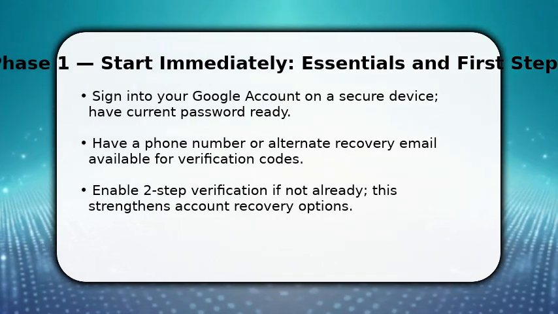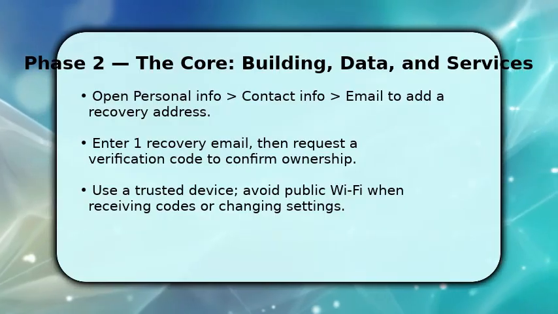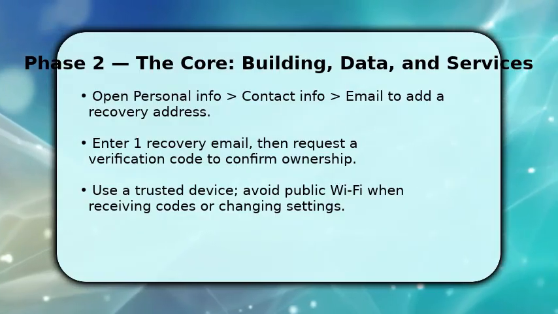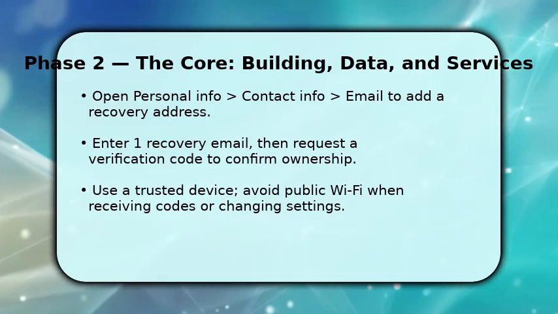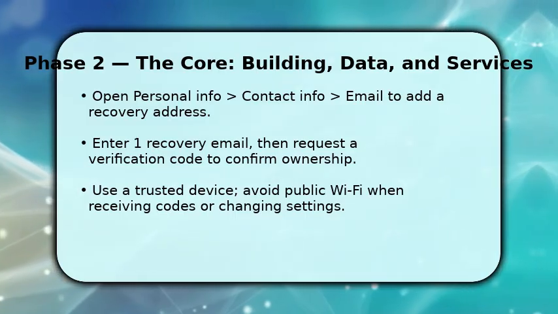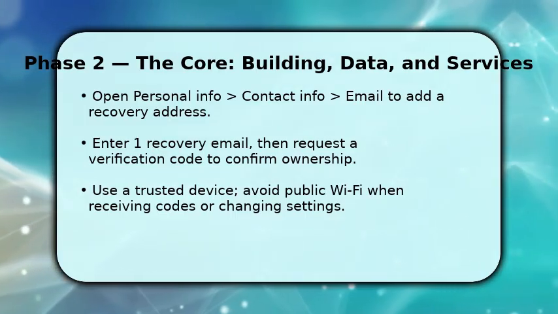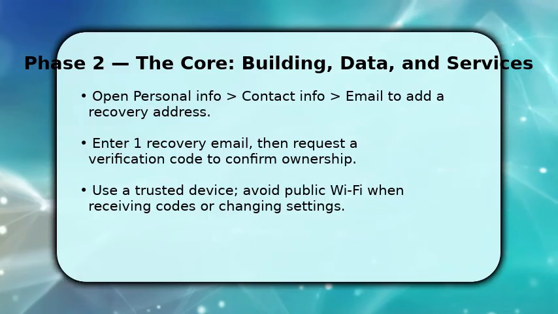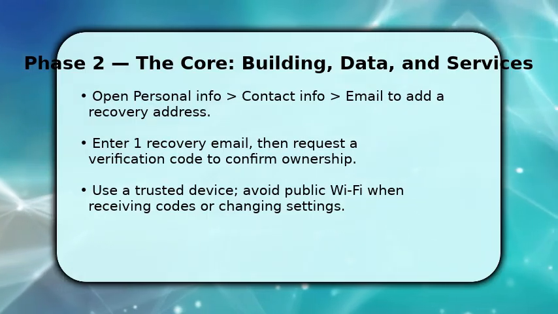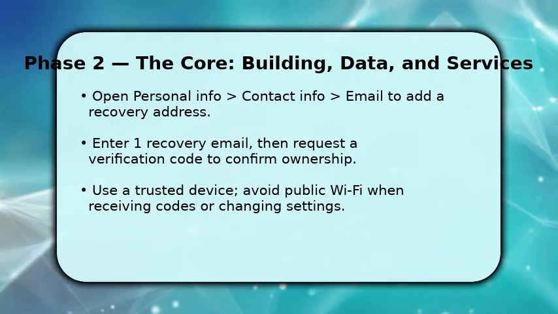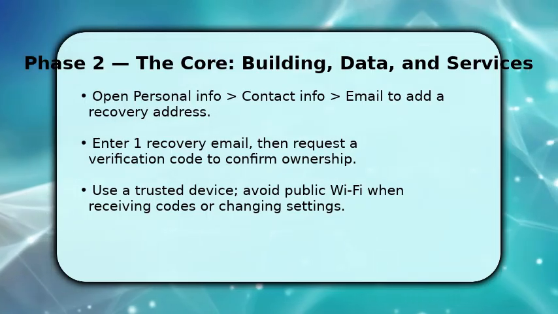You now go to Personal Info, then Contact Info, then Email, and choose to add a recovery address. This is the core move. Enter the alternate email you control and request the verification code. Google sends a code to that address to confirm it's yours. Once you receive it, type the code back into the Google prompt to verify.